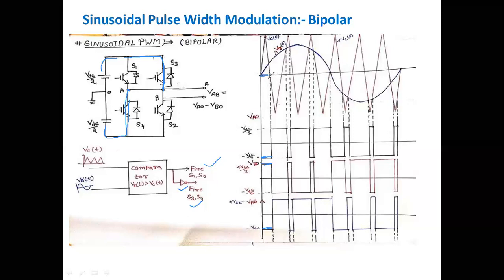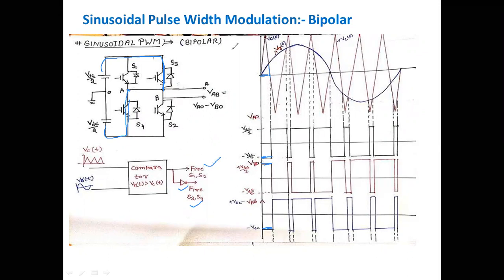Next, I compare between this point, that is connected to this here. Okay. And from this point here. So what you can see is that in this portion of time, this is the portion, okay, in this portion of time, the carrier signal is less than the reference signal. So that means your condition is satisfied. So the switches S1 and S2 are turned on.